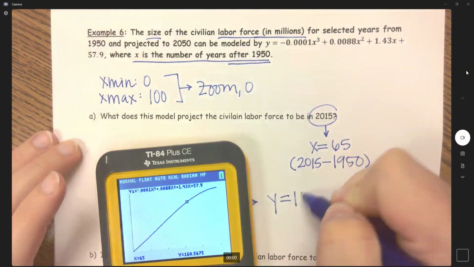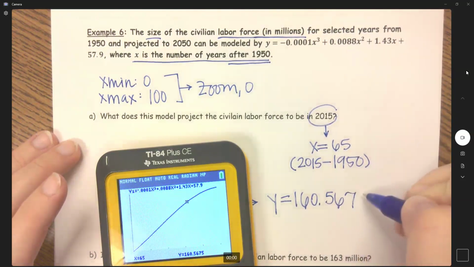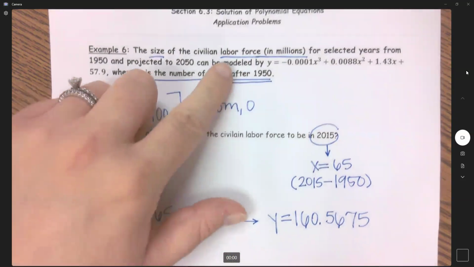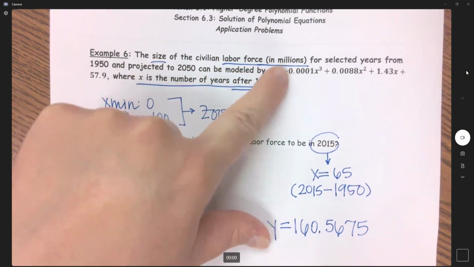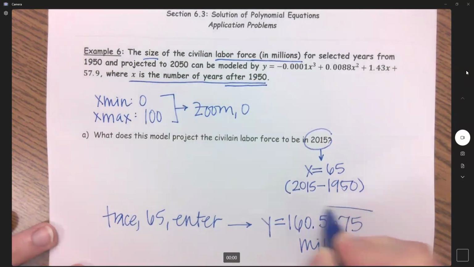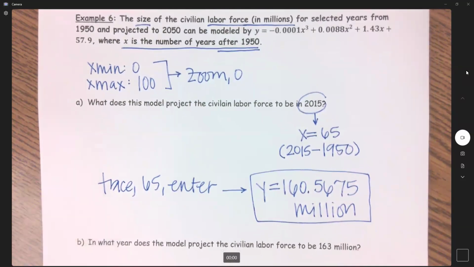And I'm just going to go ahead and write all of that, actually. Y equals 160.5675. And what are we talking about? That's the size of my labor force in millions. So I'm just going to put million. My math lab will probably tell you how to round. I'm going to write all of those.